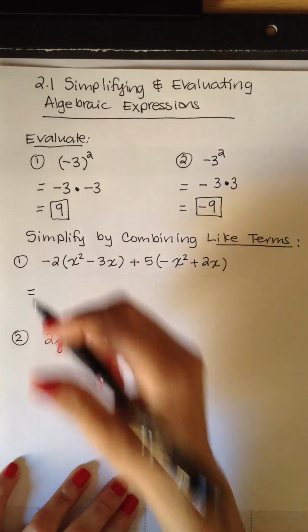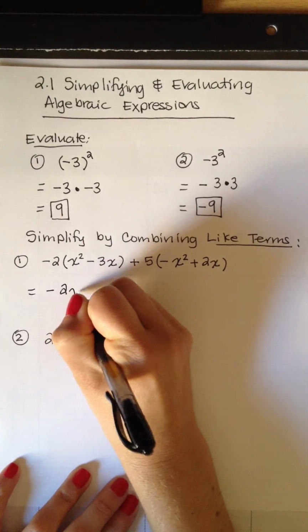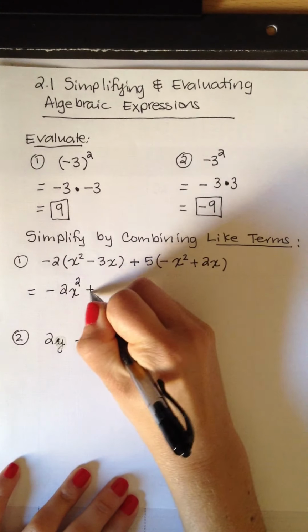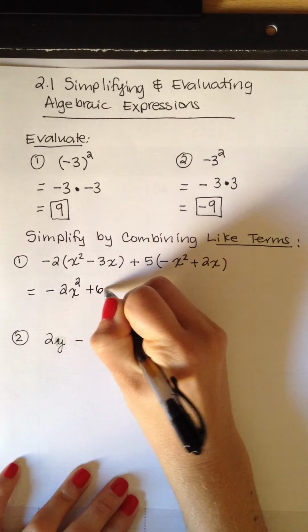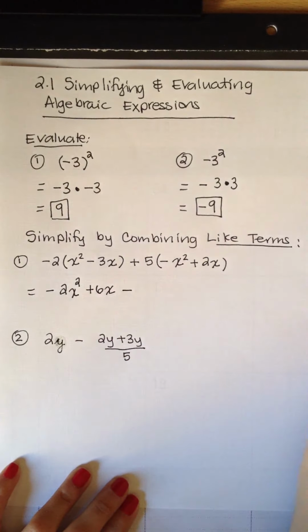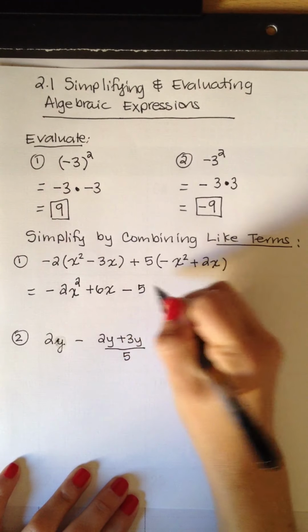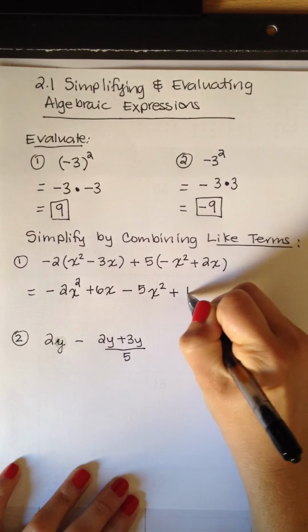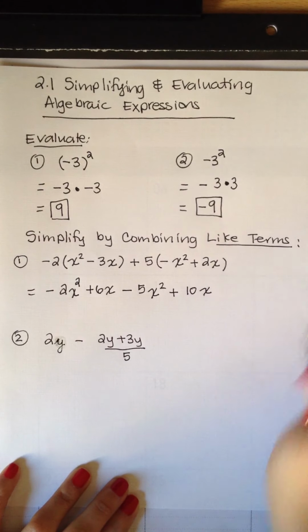which would give us -2x squared and then plus 6x plus, or minus rather, 5x squared plus 10x. Next, we add or subtract all our like terms.